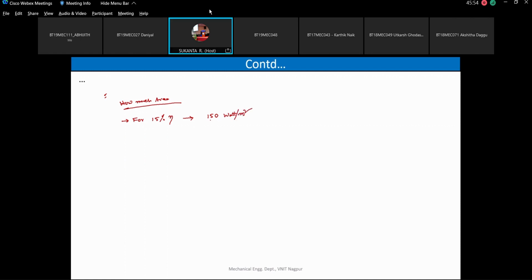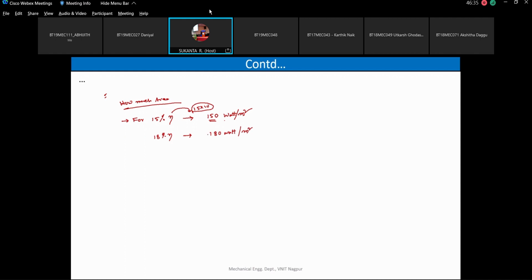So why am I suddenly saying 150 watt? Why not 100 watt, or why not 1 kilowatt? Because here you just multiply 15 into 10, then you get 150. This is the thumb rule, I can say. Like if we use an 18% efficiency solar panel, then we can generate 180 watt power from the 1 square meter area.